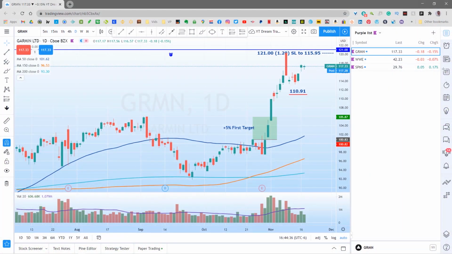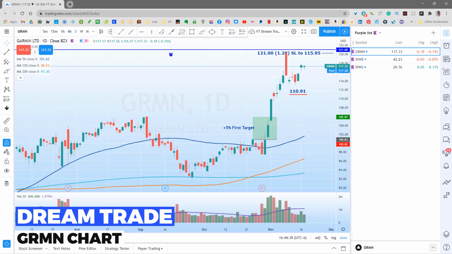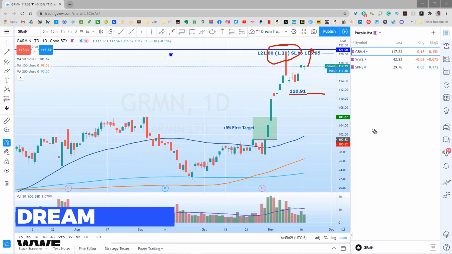One of our prior Dream Trades was Garmin Limited, pushed almost up here to the 20% profit level, didn't quite make it. A trailing stop is currently 110.91, which is the 10% profit level. If it pushes back up to the 121 level here, I will probably just go ahead and close this thing for profit. 20% gain would be pretty sweet.